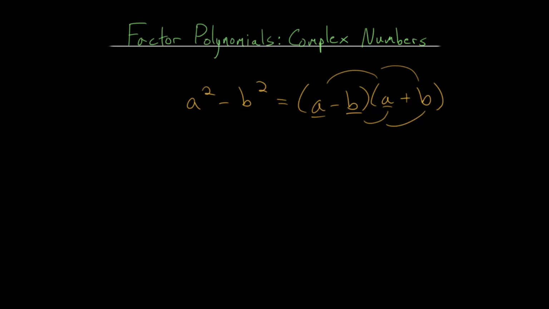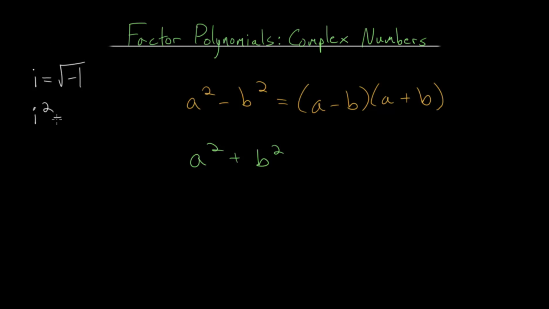Now, for this video, I want to focus on what happens if we have a squared plus b squared. So a squared plus b squared, how do we factor a sum of two squares? And for this, we need to incorporate the ideas of imaginary or complex numbers. And the key idea is to remember that i is the square root of -1. This is the imaginary unit. And if we square this, we essentially cancel out the square root and just get -1.